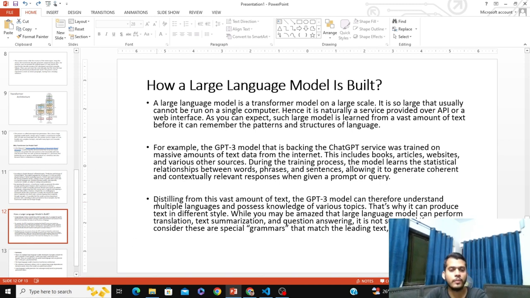And third point, given the vast amount of data, the GPT model can understand multiple languages and project knowledge on a wide variety of topics. You may imagine that a language model can perform translation, text summarization, and question answering.